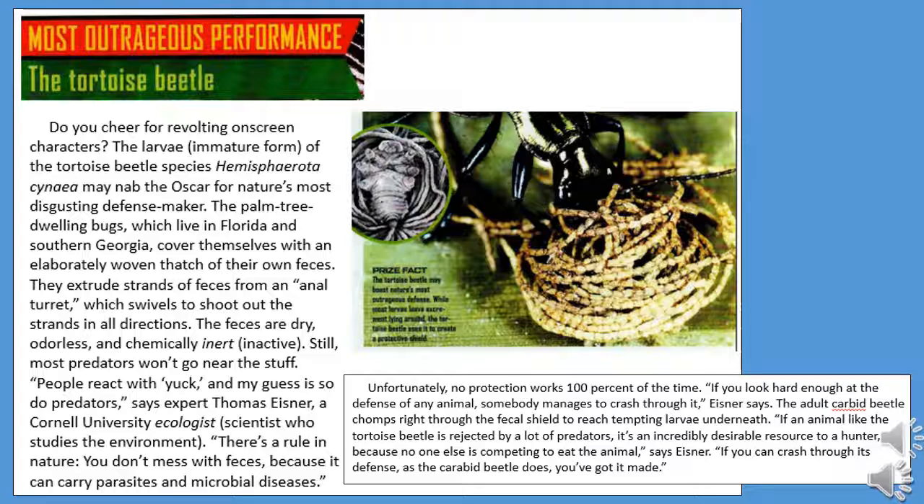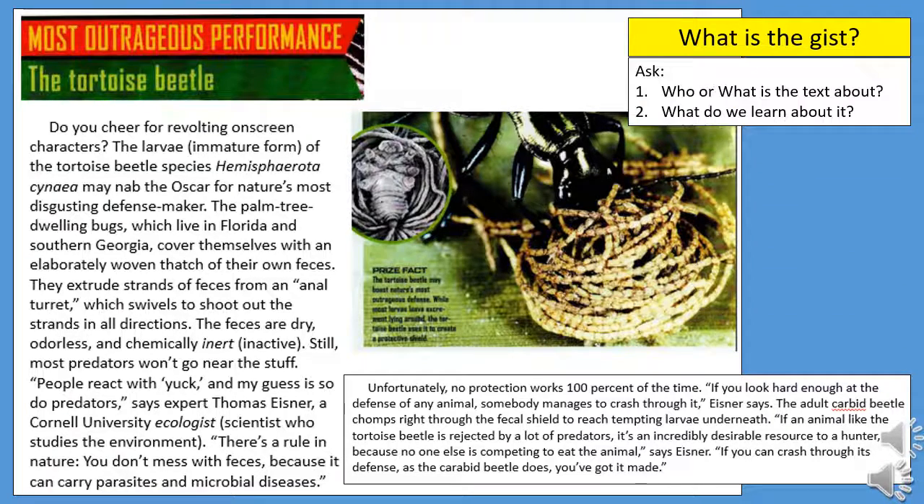Now it's time to think about the gist. Remember that when you are figuring out the gist, you ask yourself who or what is the text about, and what do we learn about it? So now you're thinking, who or what is this text about? Well, it's about the tortoise beetle. And what do we learn about the tortoise beetle? Well, we learned that it actually makes a shield of its own feces, which is another name for poop. So it makes a poop shield to help protect itself from predators.